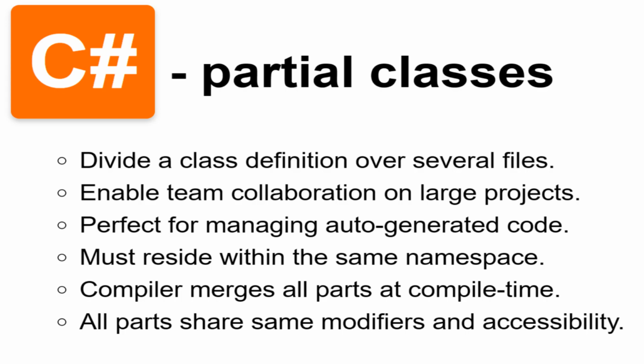Partial classes are a powerful feature in C# that allows the definition of a class to be split into two or more files. This can be especially useful when working with large classes that contain many methods. By splitting the class into multiple parts, the code can be better organized and easier to navigate.